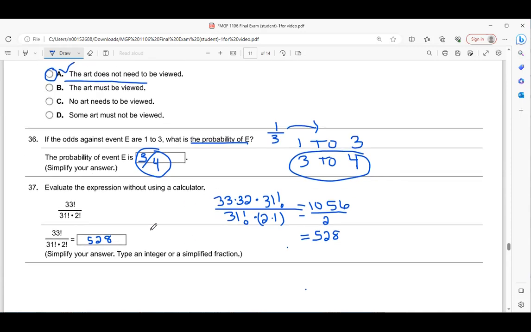For 37, we want to evaluate this expression without using a calculator. We're given 33 factorial in the numerator, so we simplified that as 33 times 32 times 31 factorial, and we stopped at the 31 because notice there's a 31 factorial in the denominator. We can cancel those 2 out. So now we just multiply 33 times 32 and then divide that by 2. So we'll get 1056 divided by 2. Our answer would be 528.